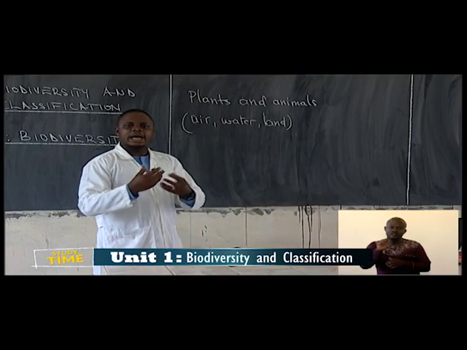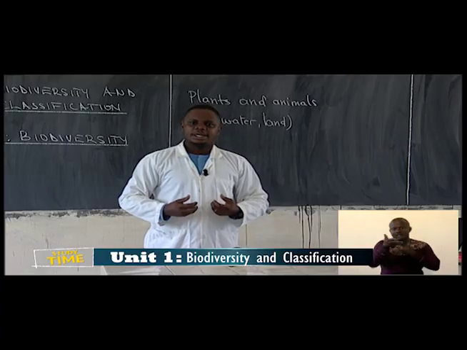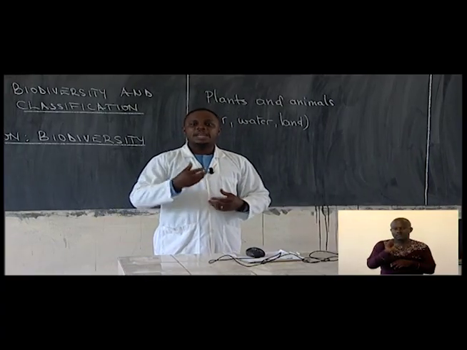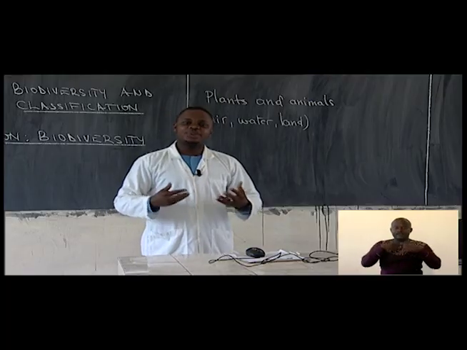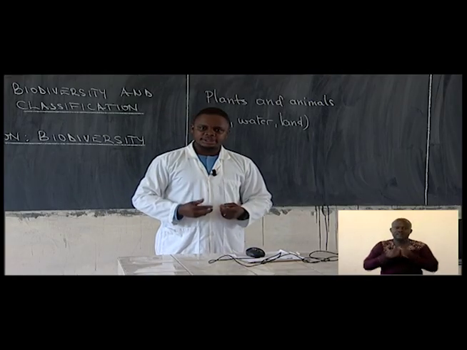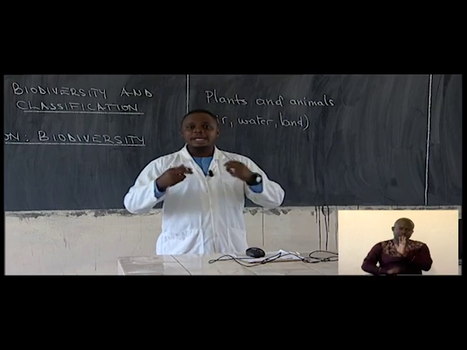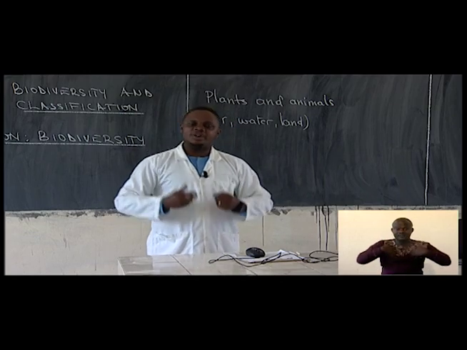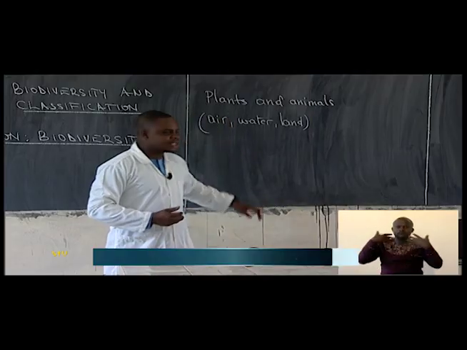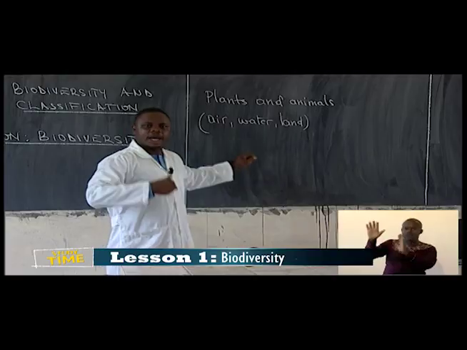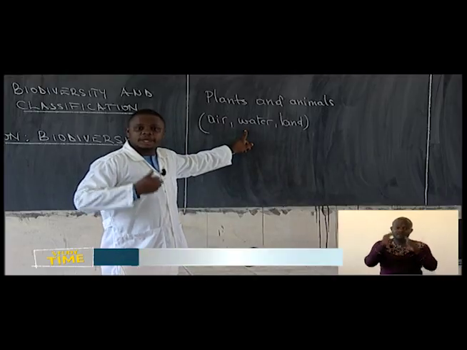And these can interact. This is what we call ecosystem, whereby living organisms interact with the physical environment. How do they interact? Take an example. Plants and animals need oxygen. Remember, oxygen is found in air. Plants and animals need water.